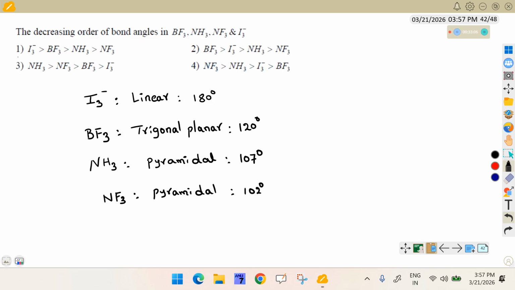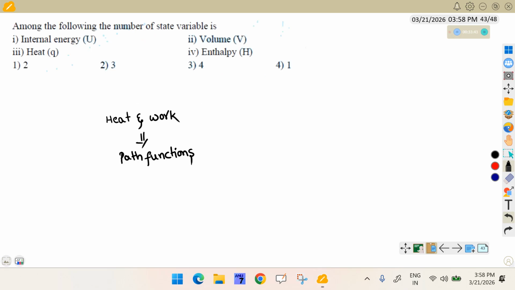The decreasing order of bond angles in BF3, NH3, NF3 and the linear ion. The linear species has a bond angle of 180 degrees. BF3 is trigonal planar, bond angle 120 degrees. NH3 and NF3 are pyramidal, but the bond angle of NH3 is 107, NF3 bond angle is 102 only. Because the bond angle decreases as the surrounding atom electronegativity increases. First option is the correct option.